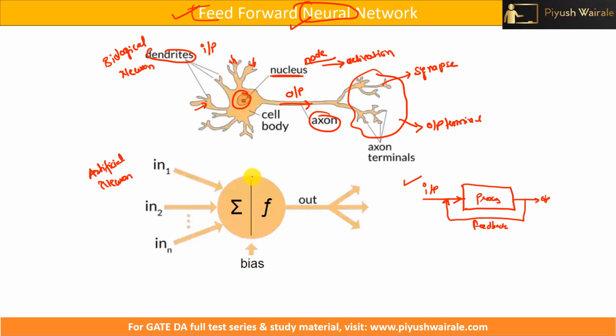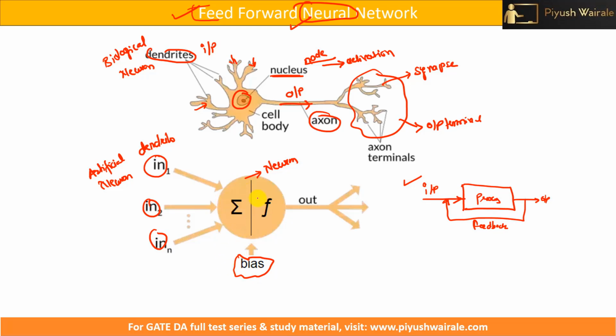So this is basically our artificial neuron. How is it working? This will work as dendrites. We are just comparing both the biological and artificial neuron. And there is some bias. Every neuron has some bias, so this is basically the bias.